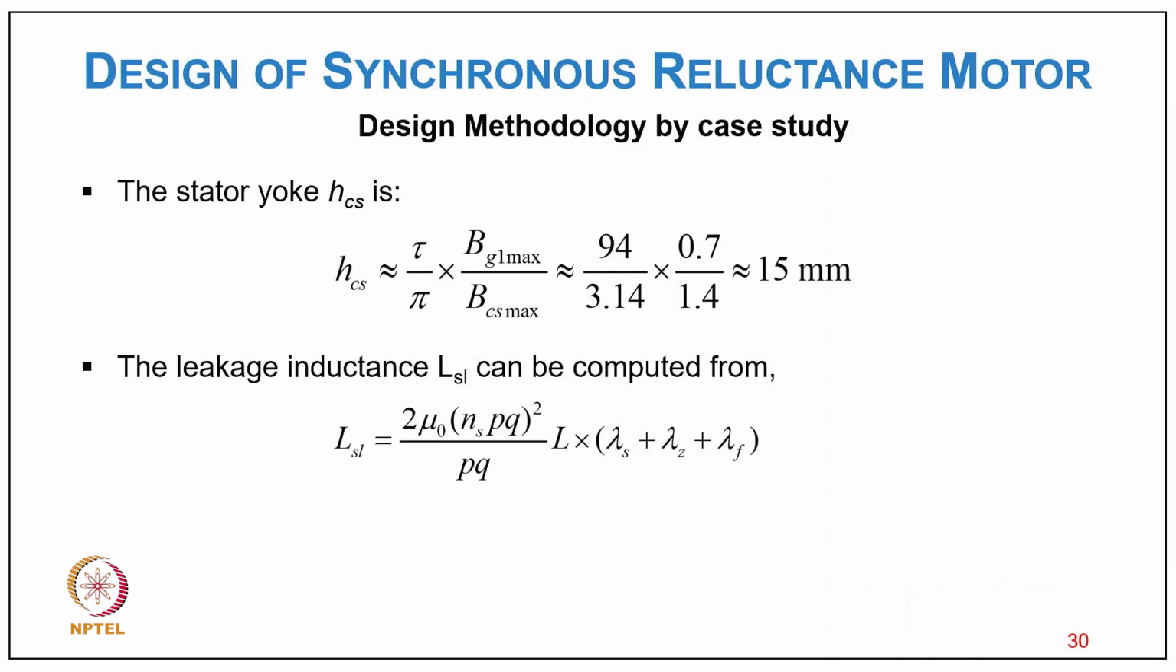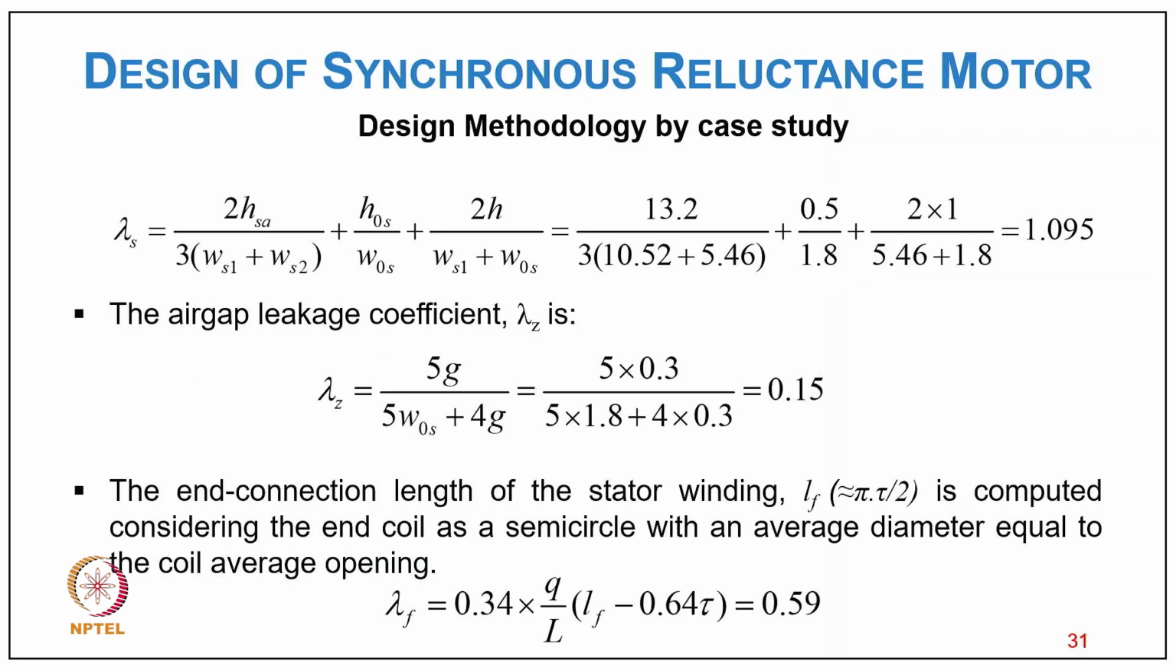So, now coming to the stator yoke, hCS = (tau upon pi) into (B1g max upon BCS max), and putting value, it comes 15 mm, and leakage inductance LS1 can be computed from LS1 = 2 mu0 Ns p q square upon pq into L (lambda S + lambda Z + lambda F), where lambda S = 2 HSA upon 3 (WS1 + WS2) + (HOS/WS0) + W2H upon (WS1 + WS0). Putting a value, it comes 1.095. The air gap leakage coefficient lambda Z = 5g upon (5WS0 + 4g), and after putting value, it comes 0.15.